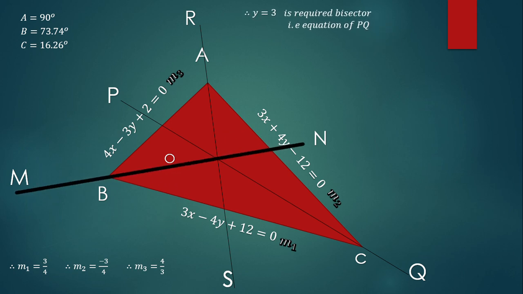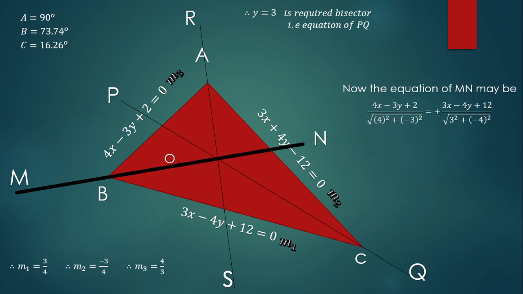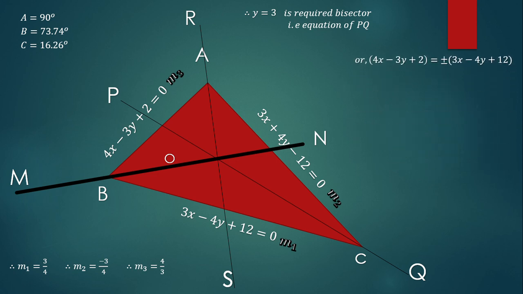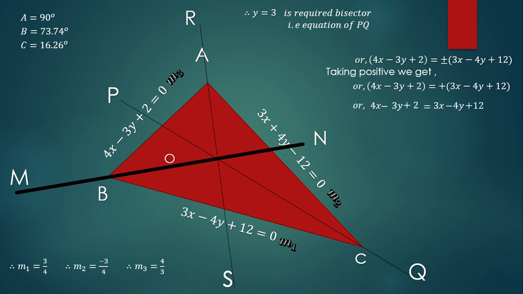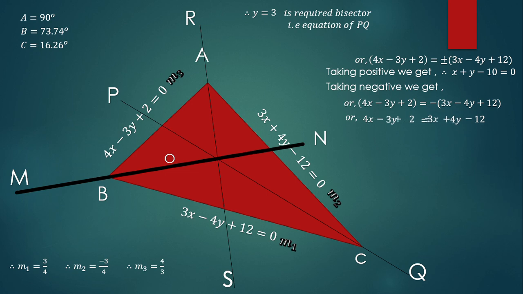Similarly we find MN, and also B is an acute angle. So repeating the same process, we will get this, and taking positive we get this. Simplifying, we get x plus y minus 10 is equal to 0 after taking positive, and taking negative we get 7x minus 7y plus 14 is equal to 0. Taking common we get x minus y plus 2 is equal to 0.